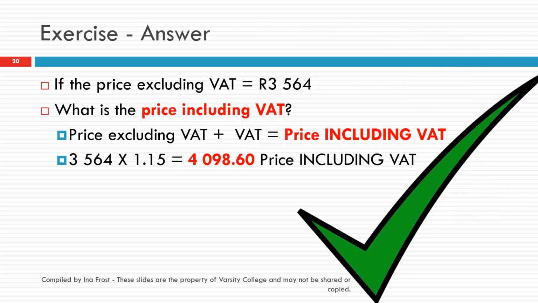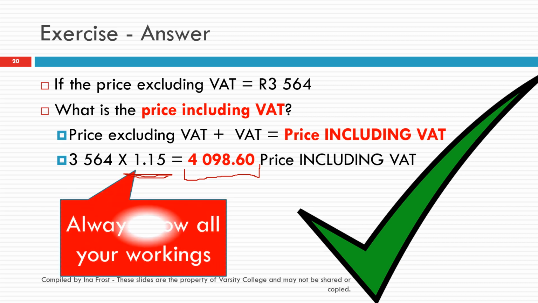Okay, if you've rejoined the video, I assume you've done your calculations, and the price including VAT comes to 4,098 rands and 60 cents. You should have got that answer using any of the three formulas that I've showed you. On my slide, I've gone with the one that multiplies by 1.15. Remember again, in any of your assessments, it's important that you show all your workings. So get in the habit right from the word go to always show your workings when you make any calculations.